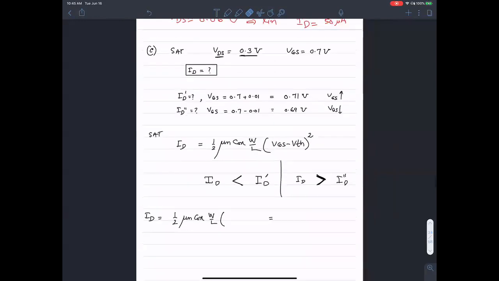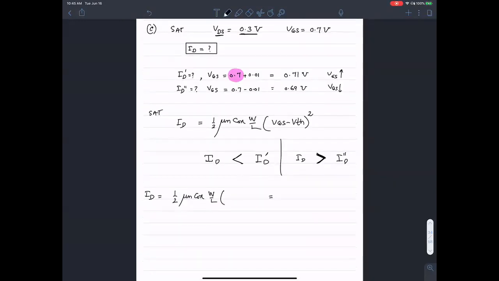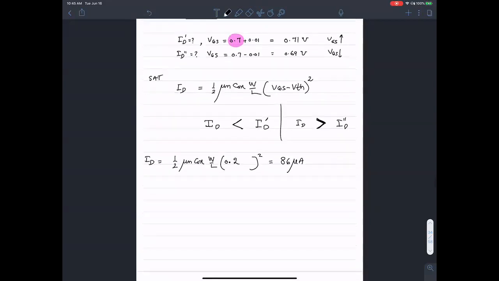ID is given to be 0.7, right? So VGS is 0.7 minus 0.5, the whole squared. So this is going to be 0.2, the whole squared. So it seems you get a value of 86 microamperes there when you plug in all the numbers.